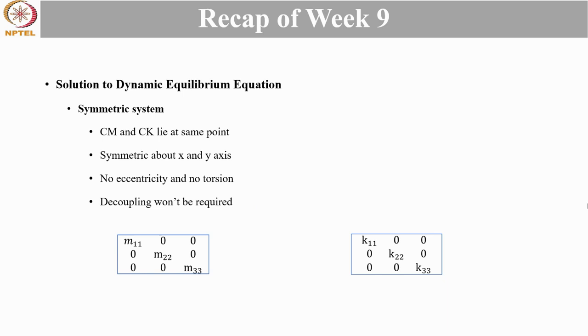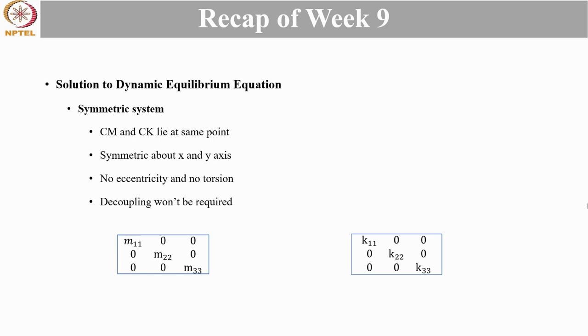Now there are two cases: symmetric and unsymmetric systems. In a symmetric system, both the center of mass and the center of stiffness lie at the same point. How to find these points, we will see today once through a numerical. Since the center of mass and center of stiffness are at the same point, there is no eccentricity. Hence, there is no torsion.